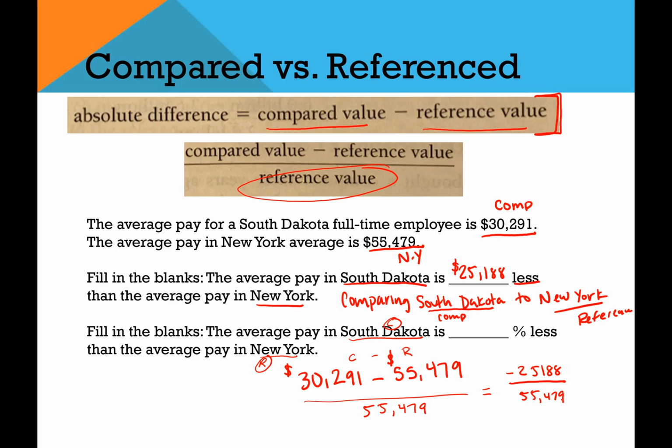And I get negative 0.454. Multiply that by 100, you could also move the decimal two places, and I get a negative 45.4%. Did I want a negative? Yes, I did. And if you don't get a negative and it says percent less than, then you know you did it in the wrong direction. So we're going to have an answer of 45.4% less than the average pay in New York.